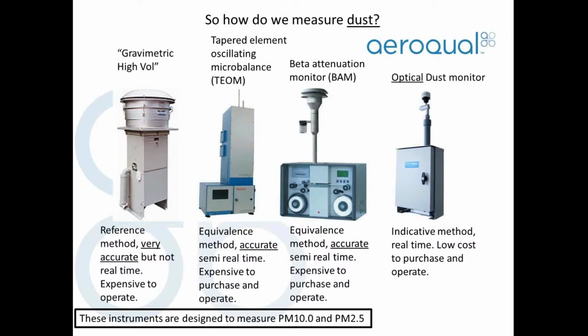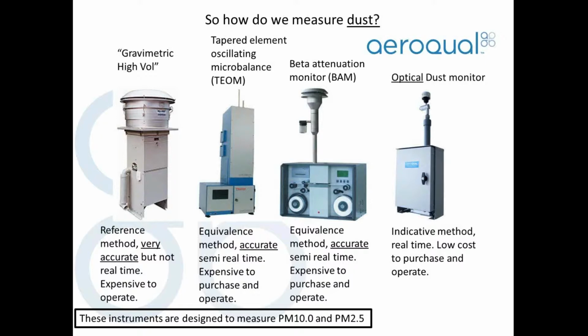Another level of instrument accuracy are what's called the equivalence methods. Now, this word equivalence is well defined and well prescribed within the standards, and simply refers to a degree of accuracy and uncertainty relative to the reference method. So the reference method is considered to be error-free. It's considered to have zero uncertainty, and then the equivalence methods are assessed relative to the reference method.